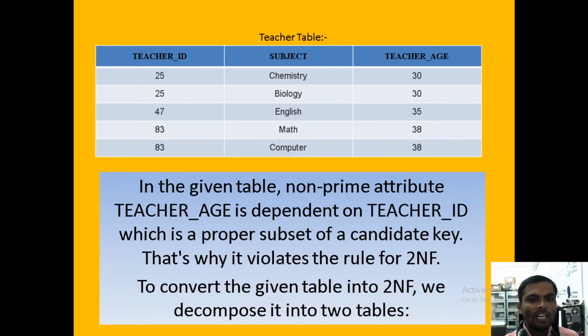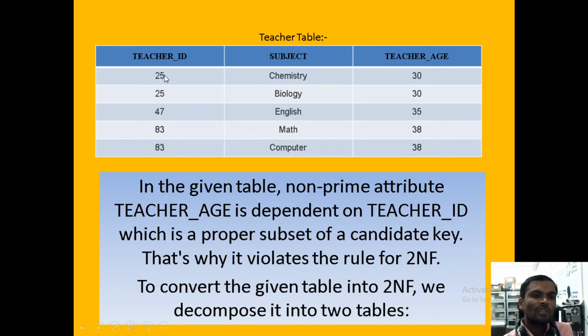Now here, the employee ID is 25. This employee 25 teaches chemistry and biology. The same employee is teaching the chemistry subject and the biology subject. Another employee teaches mathematics and computer science. If the teachers table exists, there will be three teachers teaching different subjects, and six different subjects in all.